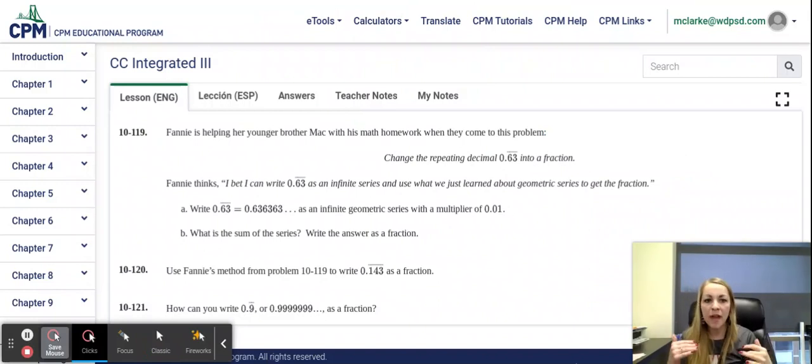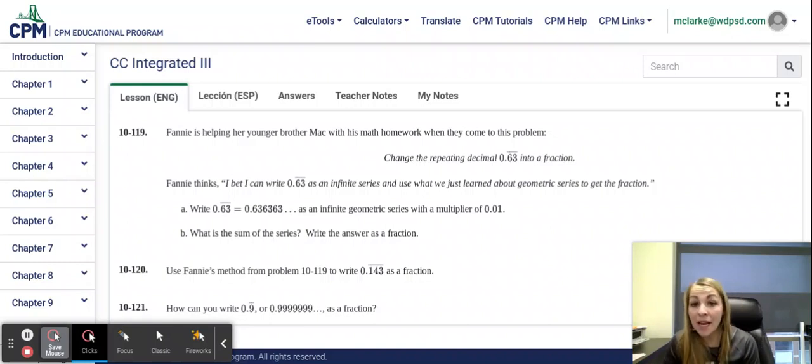Okay, so you'll see your page jumps to 120. I'm just going to talk to you about problem 119, and then I'm going to have you try 120 in your groups. So Fanny is helping her younger brother Mac with his math homework when they come to this problem. Change the repeating decimal 0.63 repeating into a fraction.